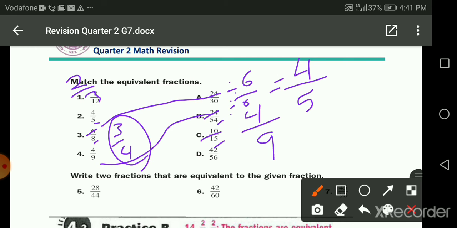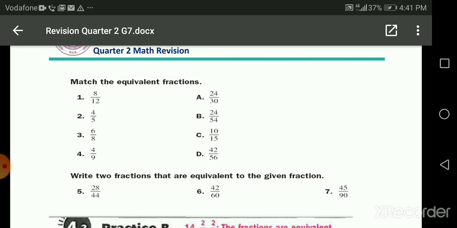Divided by 5, the common here, divided by 5, 2 over 3. So where is 2 over 3 here? The first one. So this is the first one, and so on. It's very easy, my dear students, okay?